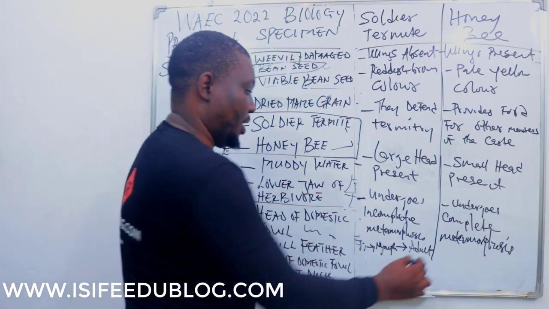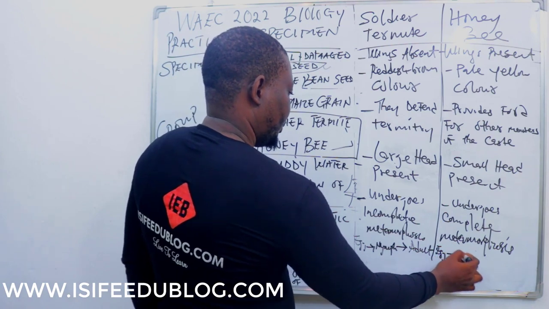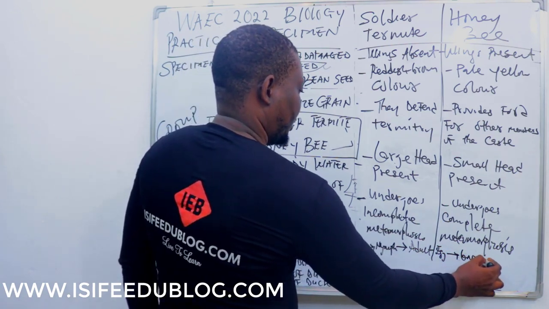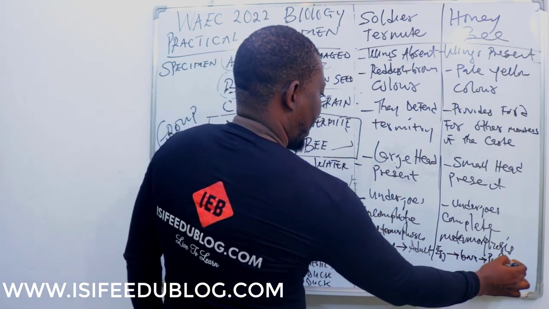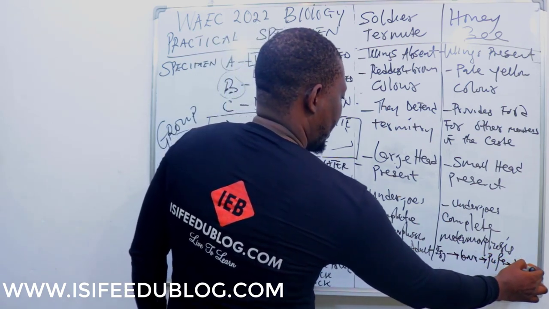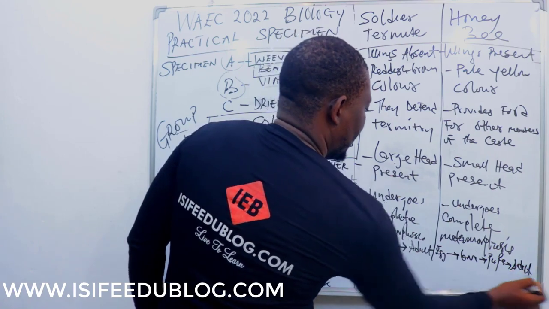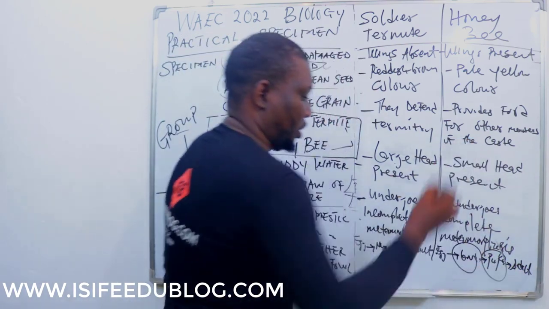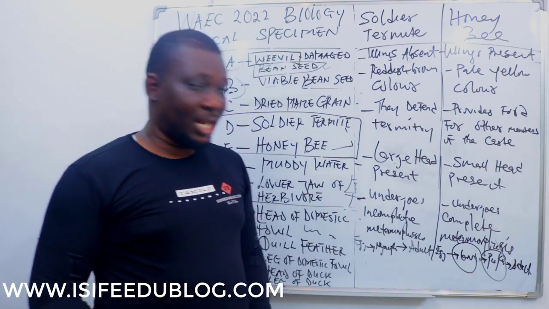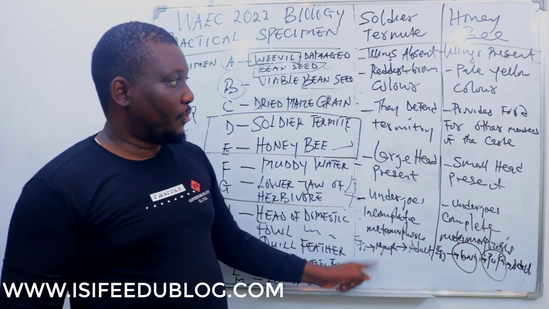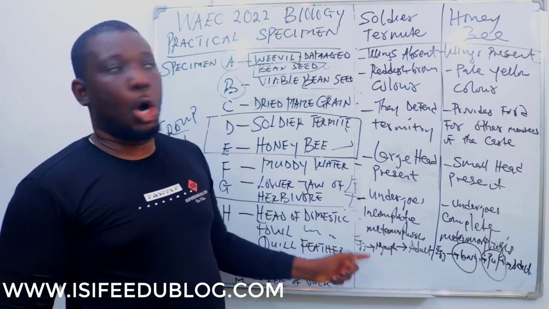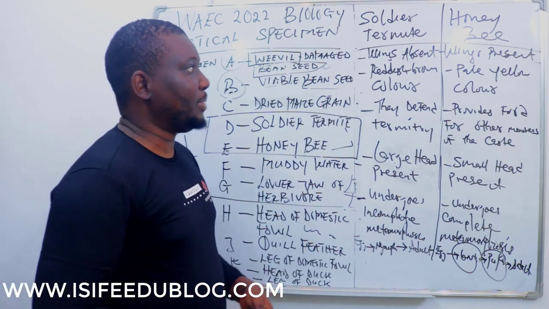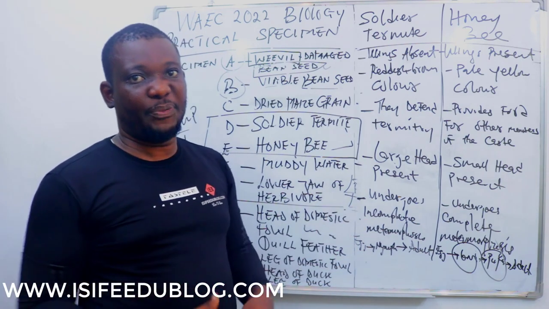But a honeybee will lay egg. Egg is hatched into a larva first. A larva is changed into a pupa, and the pupa into an adult. So you now notice that there is a larval stage, there is a visible pupa stage here. There is no visible pupa here. So here, metamorphosis is incomplete. So these are differences. But let me just take those differences as structural differences.